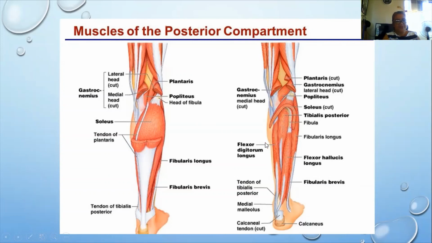Then you have the flexor digitorum longus. This is the one which I said will end with four tendons, and it will go to the digits. Then you have the flexor hallucis longus, hallucis meaning the big toe. It will go to the big toe. Then you have your fibularis brevis, but this is now part of the lateral compartment. So what you have are the four muscles, 1, 2, 3, 4, in the pictures.